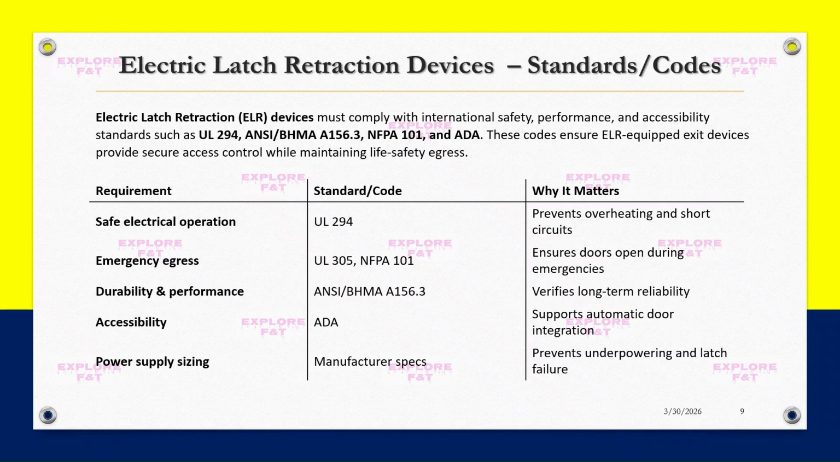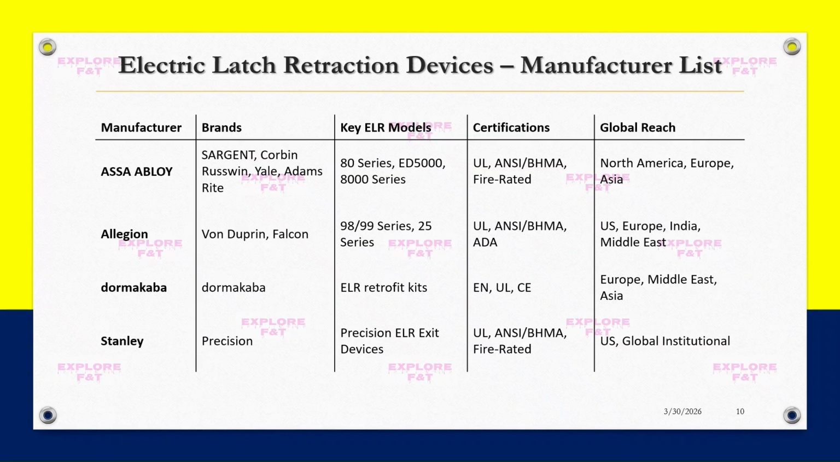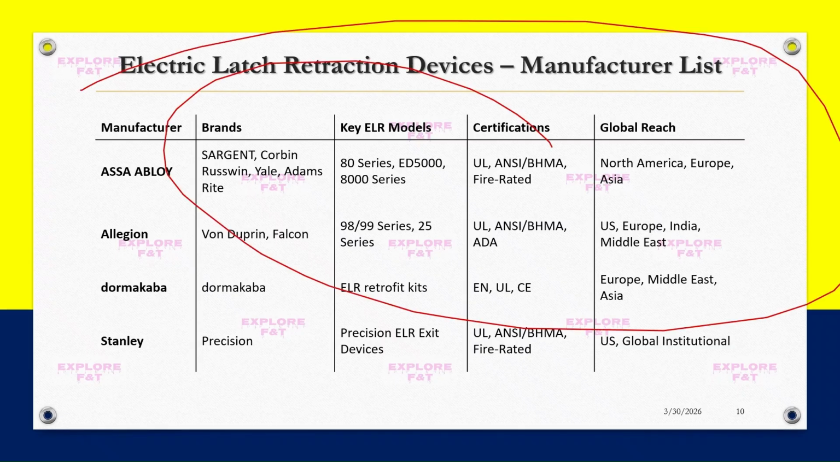Some codes are UL 294, ANSI/BHMA A156.3, NFPA 101, and ADA. These are some of the standards and codes. Here a manufacturer list is given, so you can check, and in your project you can recommend on the basis of the specs that are required and which manufacturer has those specs.